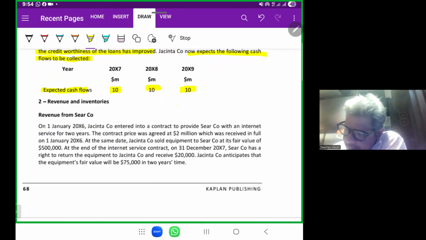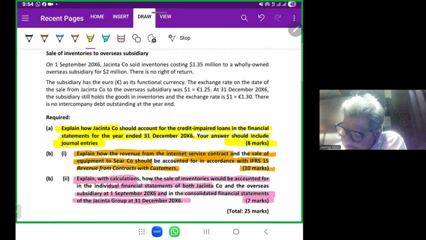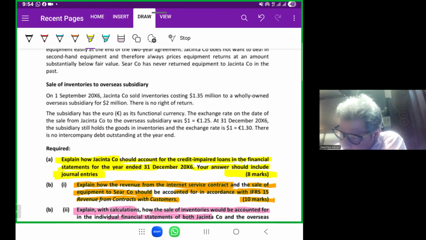Once again, look at the requirement. Explain how the Jacinta Company should account for the credit impaired loans in the financial statements for the year ended 31st December. Your answer should include journal entries.